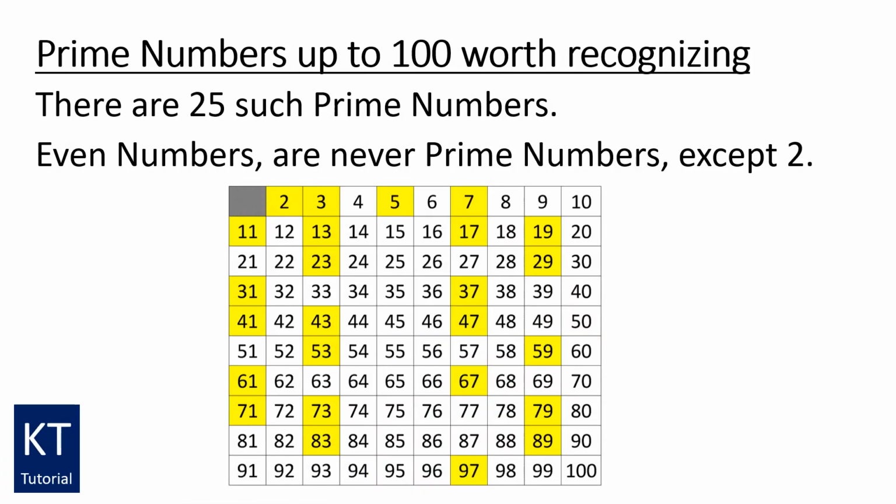On this page, the numbers highlighted in yellow are prime numbers for integers between 1 and 100, which I think is worth recognizing. There are 25 such prime numbers, and it's worth noting that even numbers are never prime numbers with the exception of the number 2.